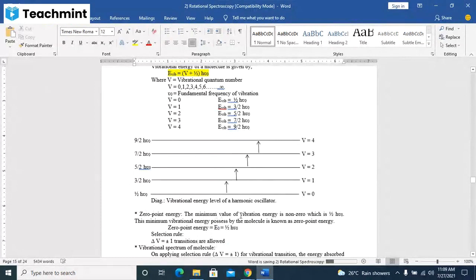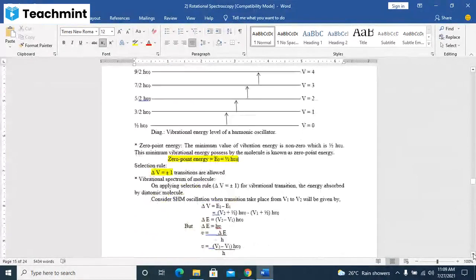Zero point energy: the minimum value of vibrational energy is non-zero, which is half h nu 0. This minimum vibrational energy possessed by the molecule is known as the zero point energy, given by E0 is equal to half h nu 0. Then the selection rule is that delta v is equal to plus or minus 1. You have to remember that. It may come for the MCQs if the exam is of MCQ type. The zero point energy can also come for MCQ purposes.